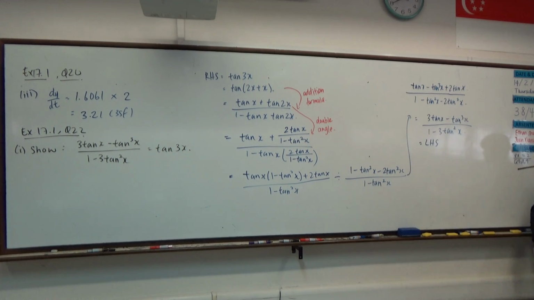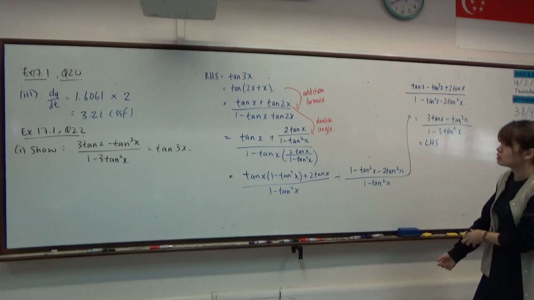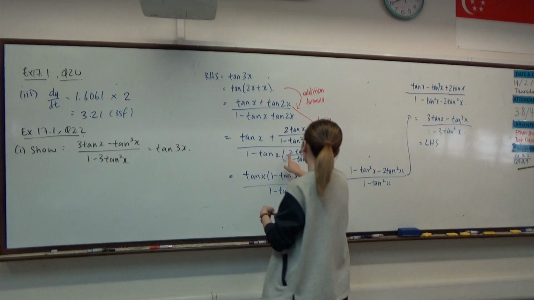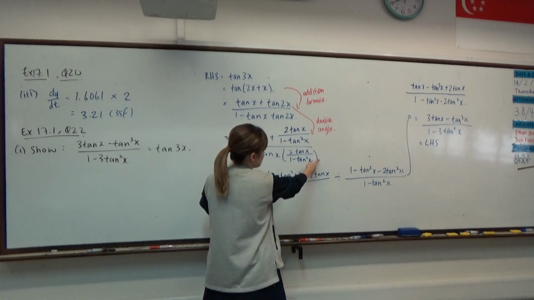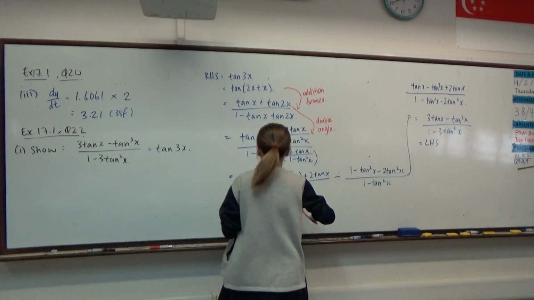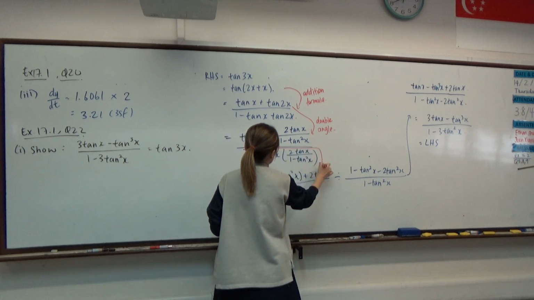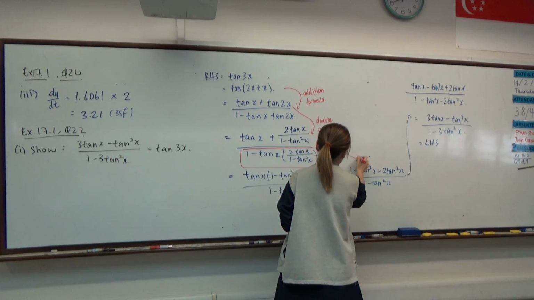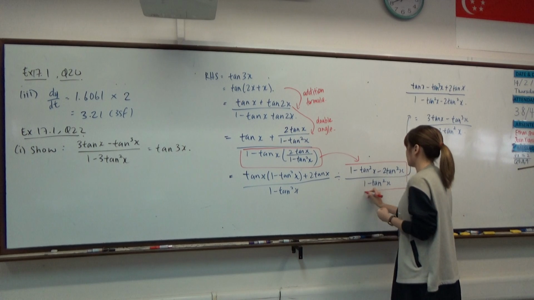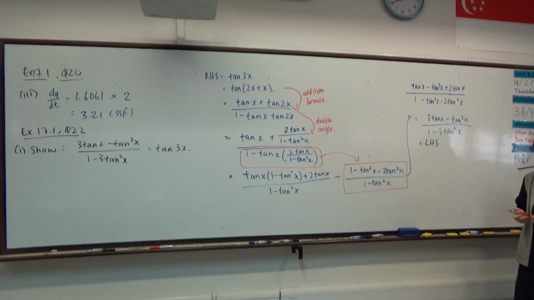What happened to the 2 tangent x in the denominator? This whole thing is here. Oh, okay. Any questions?